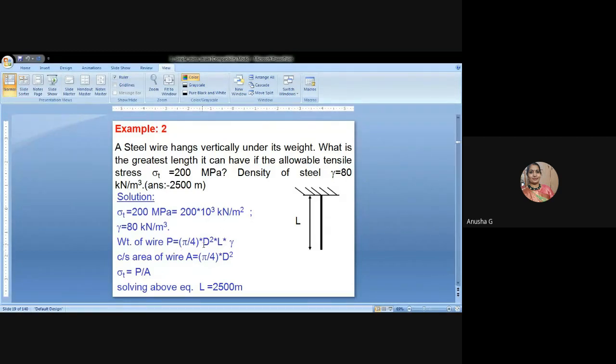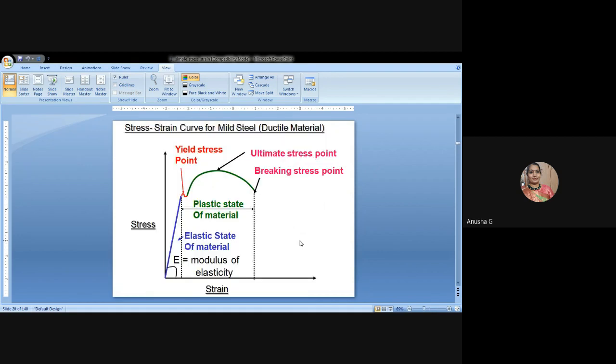P is known, D is unknown. That is, the D you can keep same. You can find sigma equals P by A first. Then you can find the D value here. Once we find the D, again you have to substitute in the formula. Then you can find the length of the wire. Length of the wire is here. We'll get the answer as 2,500 meters.